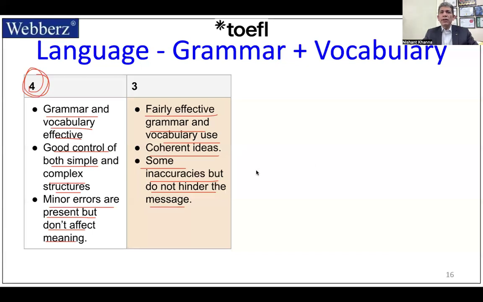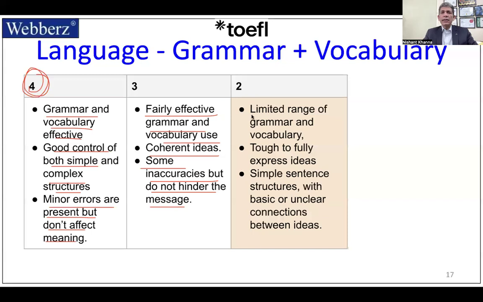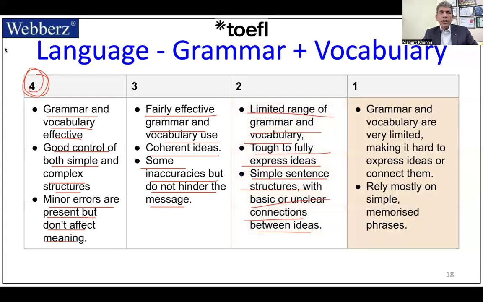If I talk about level 2, in that case, we have a limited range of grammar and vocabulary, tough to fully express ideas, simple sentence structures with basic or unclear connection between the ideas. And 1 is obviously at the lowest level again. That means the grammar and vocabulary is very limited. The person cannot express himself, cannot connect the ideas. They generally respond with memorized phrases. So that gets a 1 score.